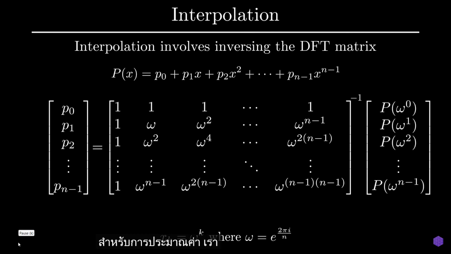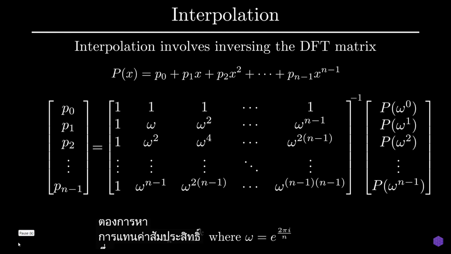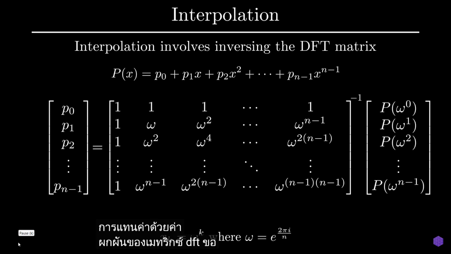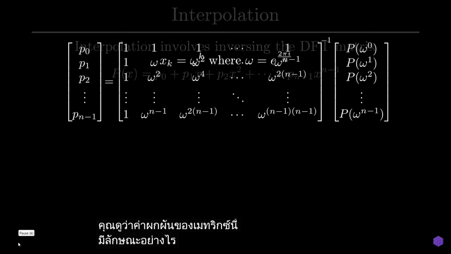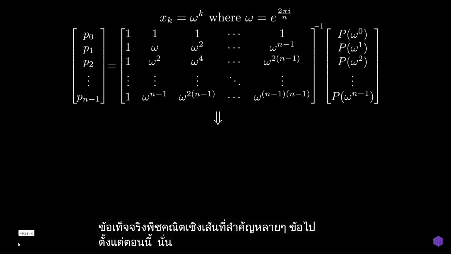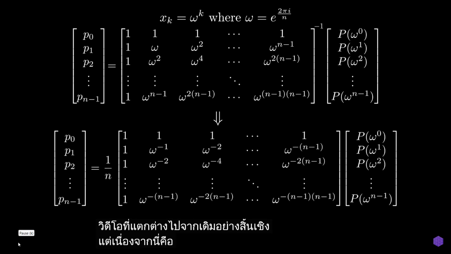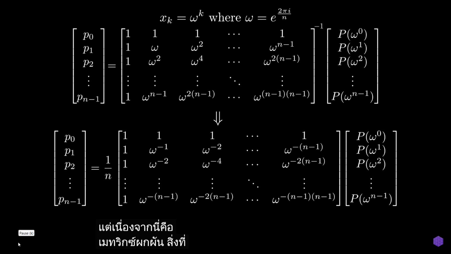For interpolation, we are given a value representation of our polynomial and we want to find the coefficient representation, which means we have to multiply the value representation by the inverse of the DFT matrix. So let me show you what the inverse of this matrix looks like. I'm purposely skipping a lot of important linear algebra facts here since that would be an entirely different video, but given that this is the inverse matrix, what stands out to you?